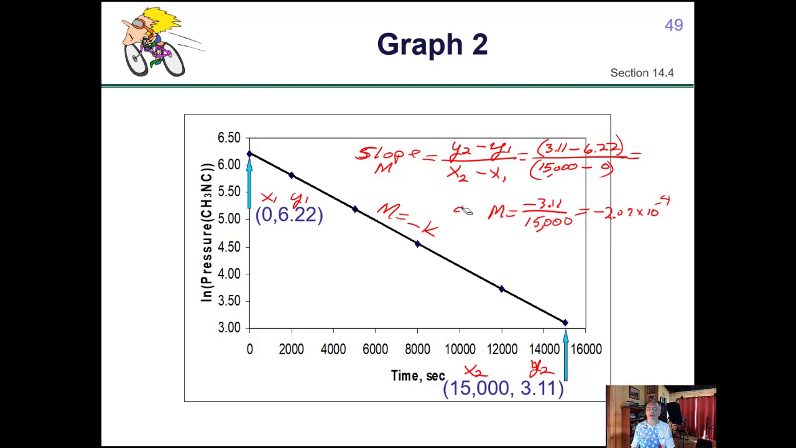Now that's the slope. It's not the rate constant. The rate constant will be the positive of the slope. And so our rate constant, k, will equal 2.07 times 10 to the minus 4. And since this is a first order reaction and our time is in seconds, we'll have 1 over seconds, or seconds to the minus 1. These two, 1 over seconds, is equivalent to this. These two represent exactly the same value, okay?